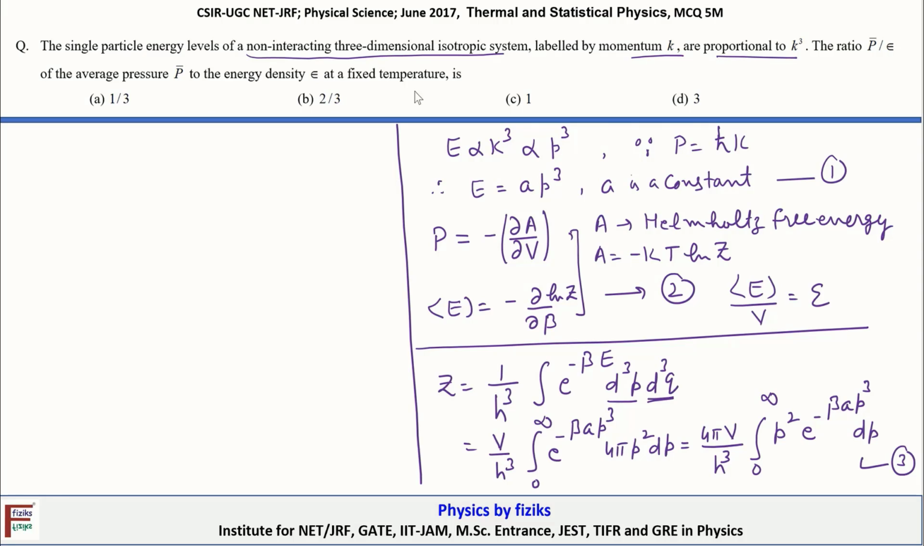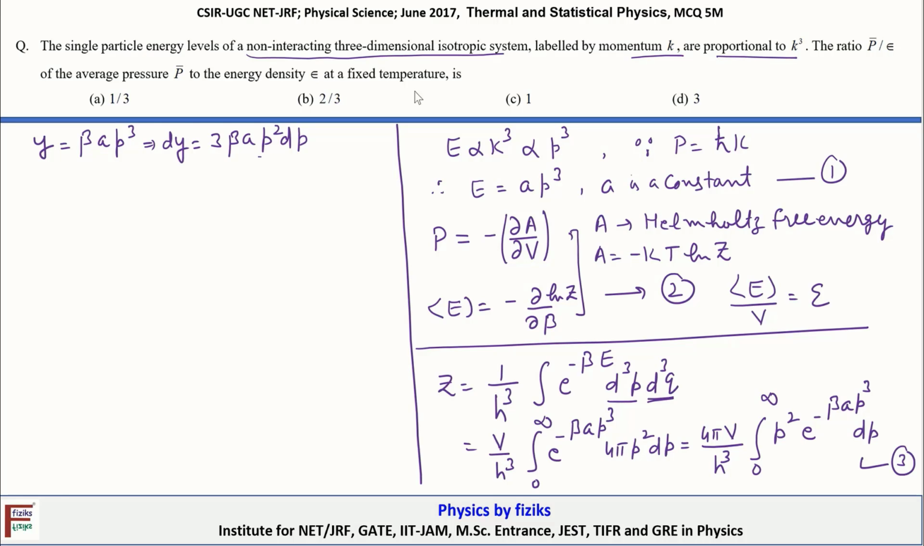Okay, so that means we have to somehow solve it by making some sort of substitution, and the substitution that we are going to make here is that we are going to replace this beta a p cube with another variable. So let y be equal to beta a p cube. Then dy is equal to 3 beta a p square dp.